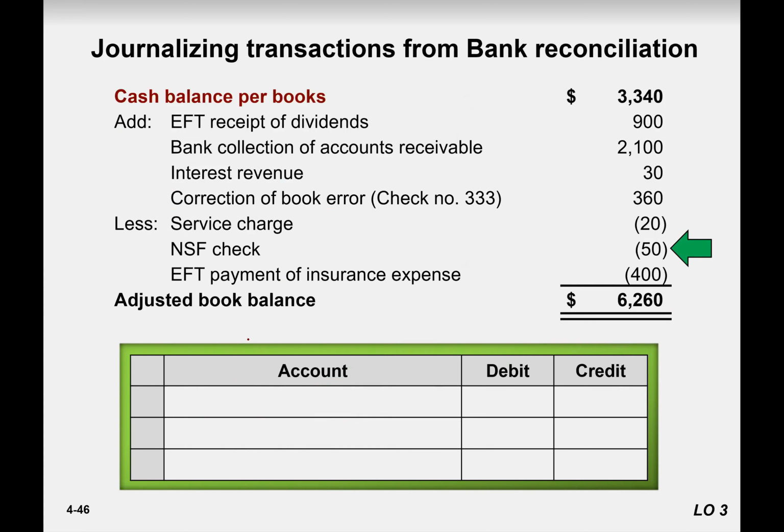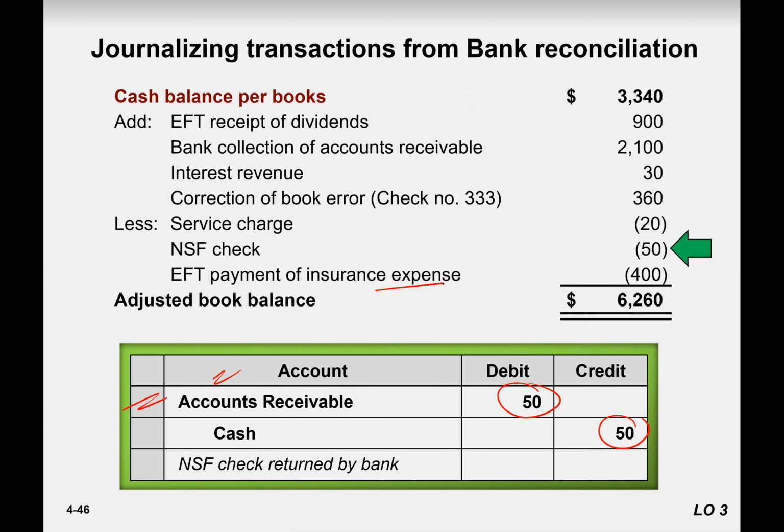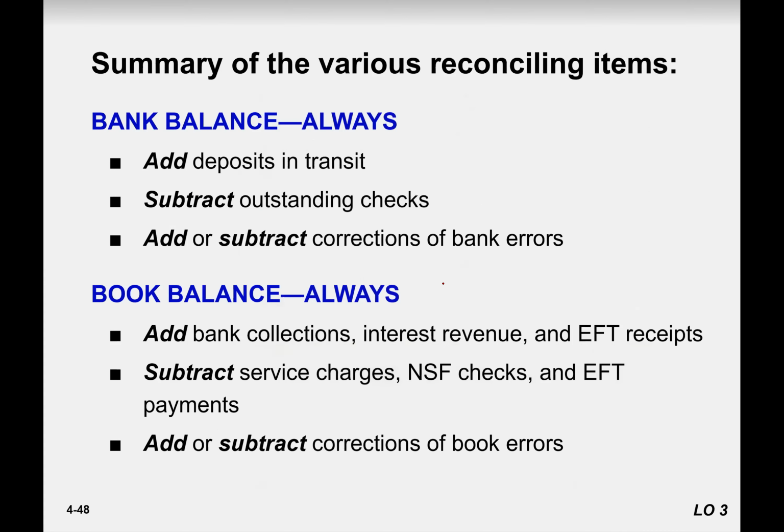The NSF check, our check receipt, is bounced, right? The entry would be reversed. When we receive this check, we increase our cash, we decrease our accounts receivable. Now we are nullifying this effect by having accounts receivable to cash, simple. Payment of insurance. Insurance payment is made. What is the entry? Insurance expense to cash. Simple, right? So these are the summaries here.